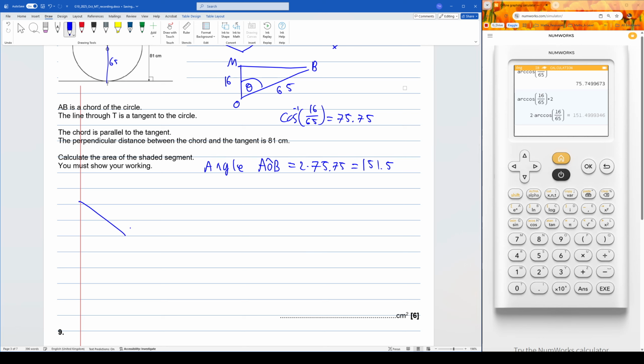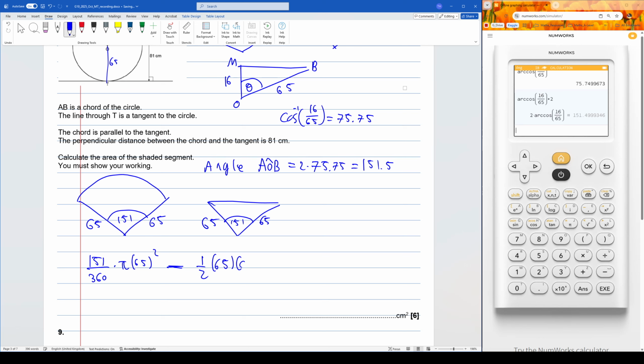Now that I have that angle, I have got a sector with a radius of 65 and an angle of 151, and I also have a triangle within that with 2 sides of 65 and an angle of 151. So I can do the area of each one. 151 over 360 multiplied by pi 65 squared. Work out the area of this bit. Half AB, 65, sine C, 151. Put those two together and subtract them.